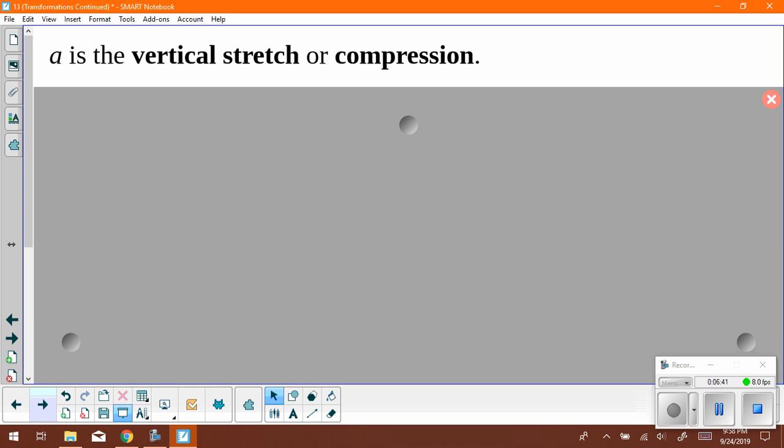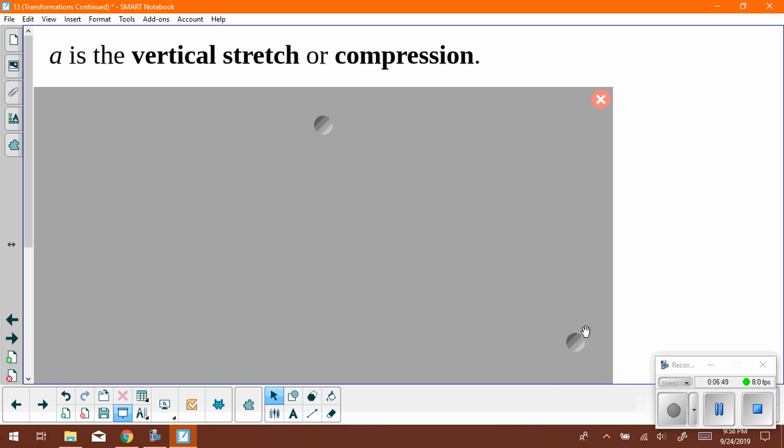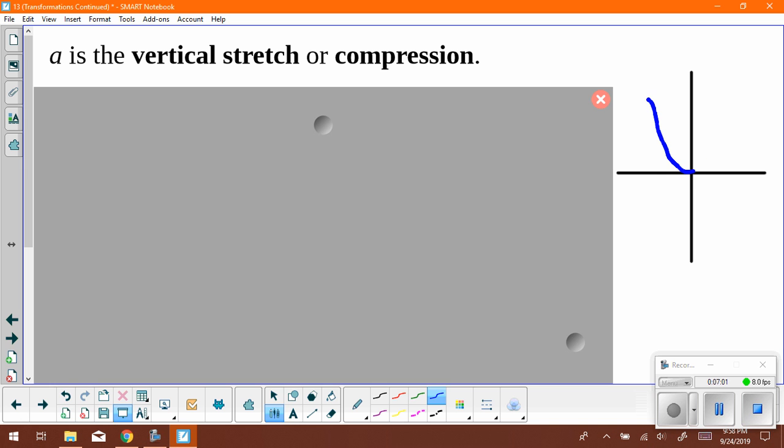So we already talked about this one. A is the vertical stretch or compression. And again, you've seen that before in parabolas. The idea being that if my base parabola looks something like this, y equals x squared, kind of looks like that, and I have a stretch, I might end up with something that looks like this. I've taken the output values and multiplied them by something, and that stretches it out.